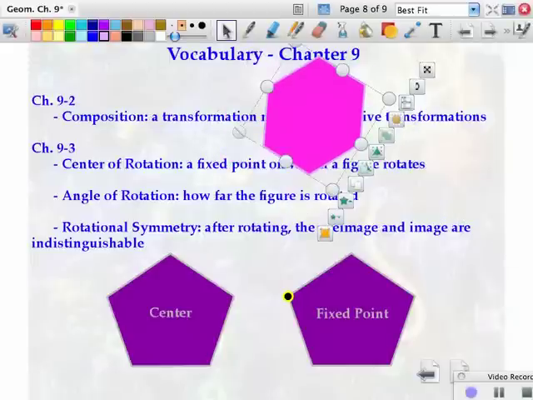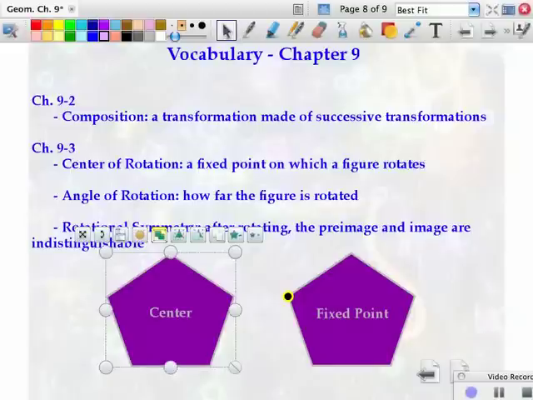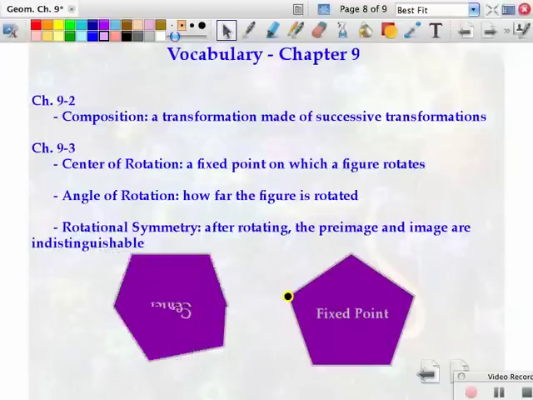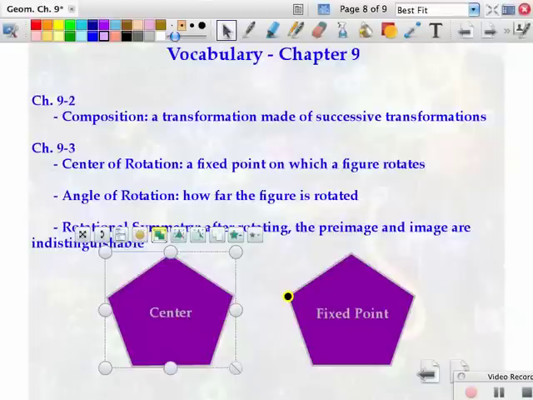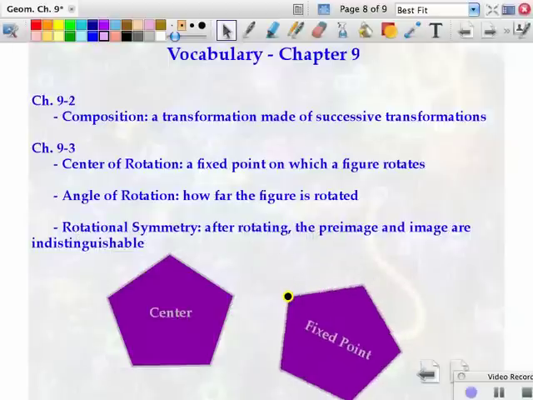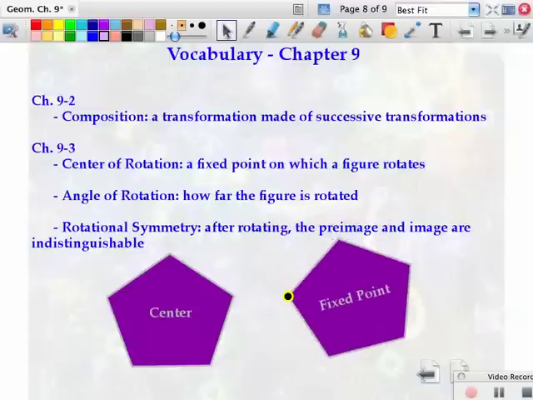In the third section, we've got center of rotation. So that's a fixed point on which a figure rotates. All right, so the center, just what point is it actually rotating around? You have a couple of options. If you look at this figure, I can rotate this, and what you'll notice is that that center point of the pentagon is not changing. Okay, that's where it is rotating. So every point, every vertex is staying the same distance from this point. Where with this one, I changed it, and now you have this rotating around a specific vertex. So all of these vertices here are staying the same distance away from that fixed point.